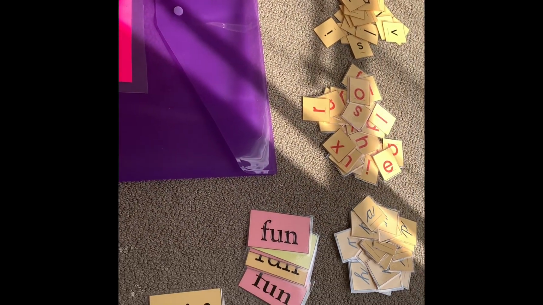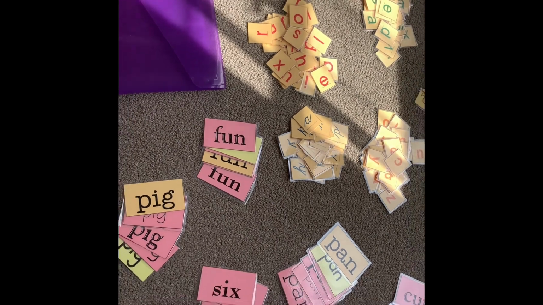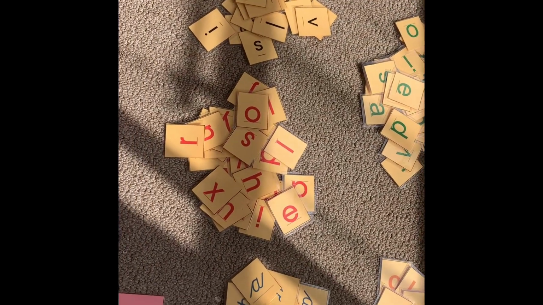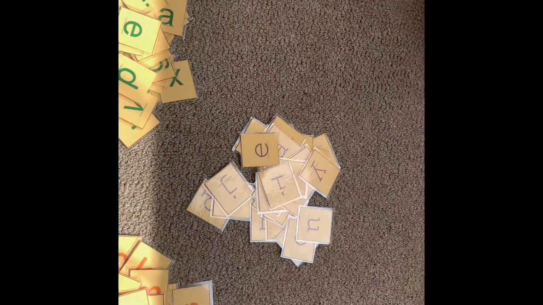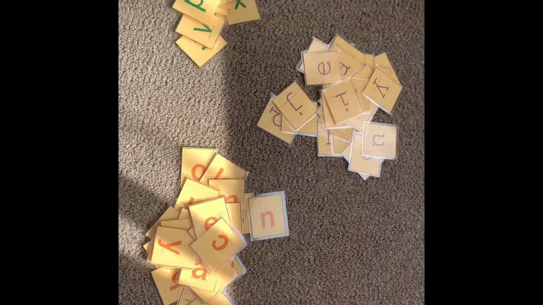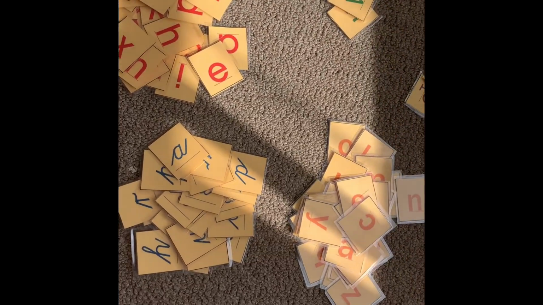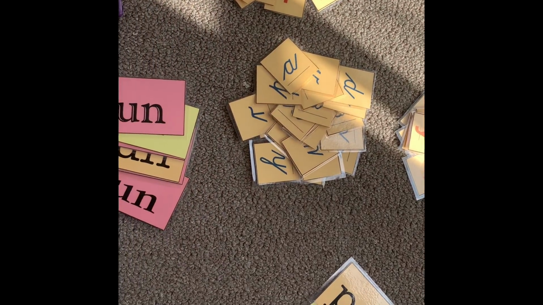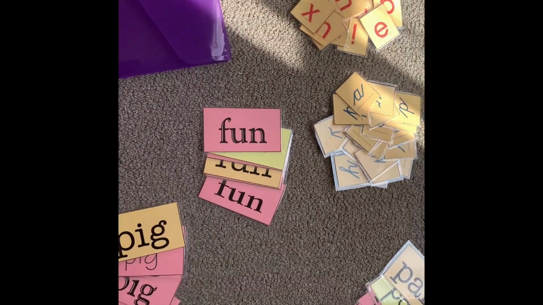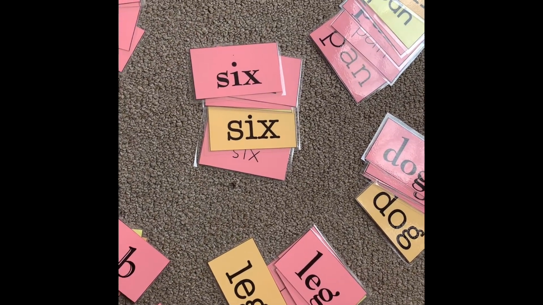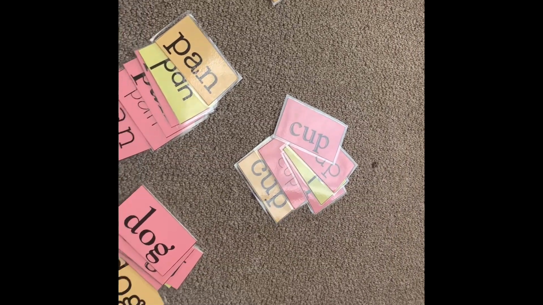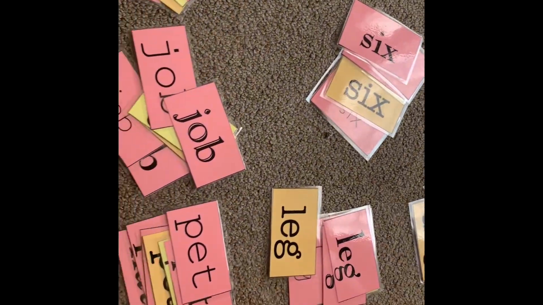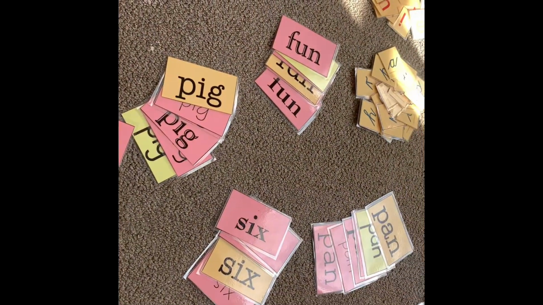For your form constancy, you will need different font letters. And as you can see, we have 6 different font letter cards here. They are all in different fonts, and there's 6 sets of them. You will then need your different fonts word cards. As you can see, we have them here: cup, dog, pan, leg, pet, job, hat, pig, fun.